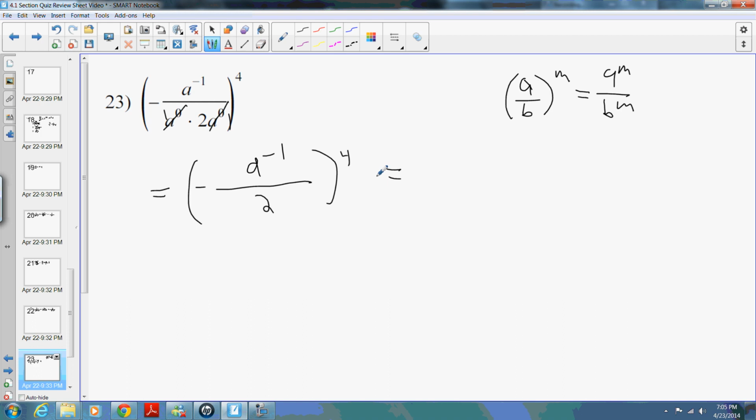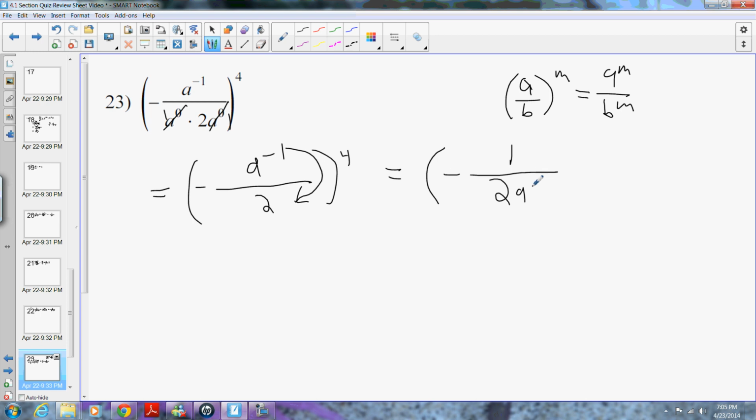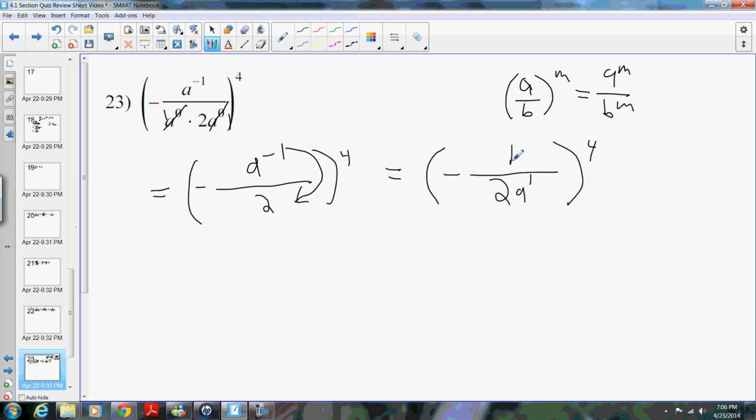Now, a to the negative first. My suggestion would be to make that exponent positive and put it in the denominator. Because this is a negative 1, this goes down to the denominator here. This becomes 1 over 2a. Note this exponent is now positive, so it becomes 1 over 2a, raised to the fourth power.